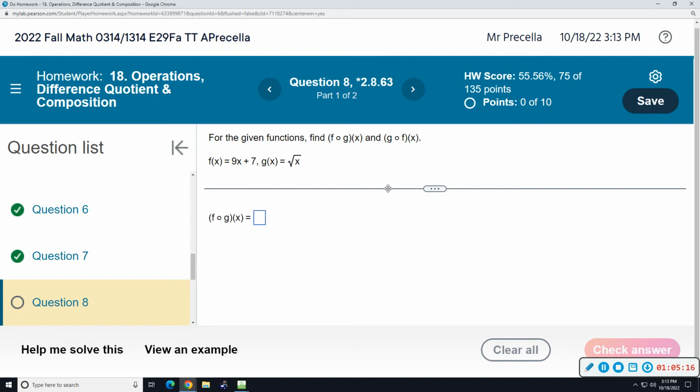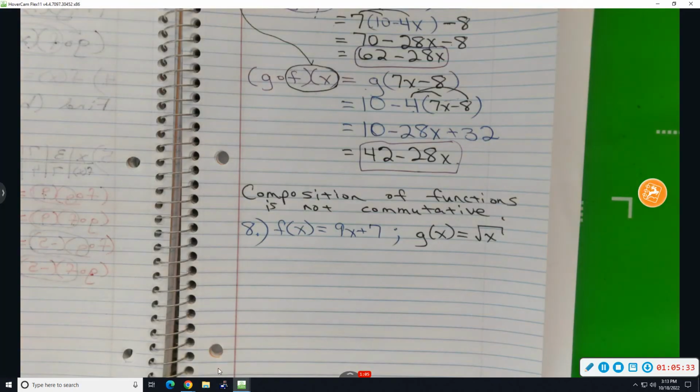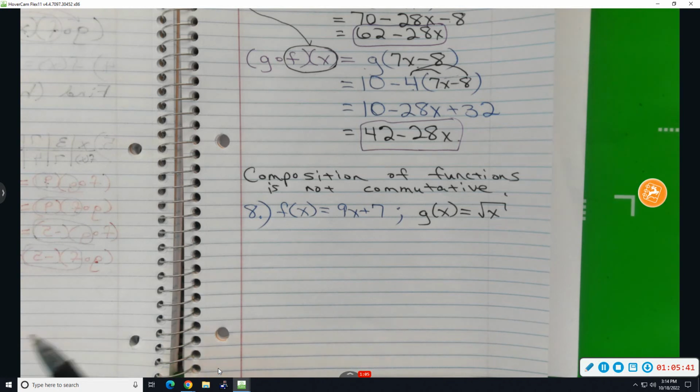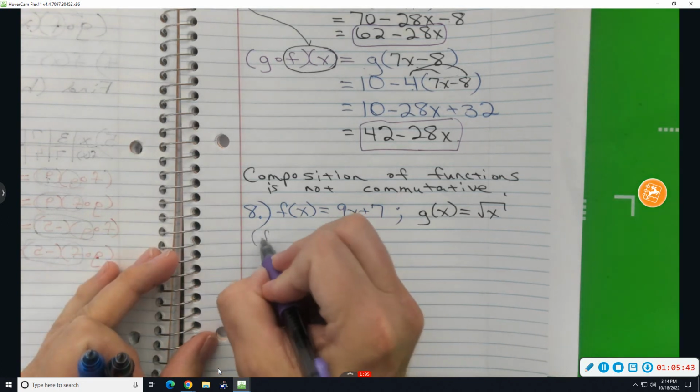They give us two functions again. F of x is a linear function, g of x is the square root function. They ask us to find f composed with g of x and g composed with f of x. I like this problem. It really does seem to make a point of how this ordering works, starting with f composed with g of x.